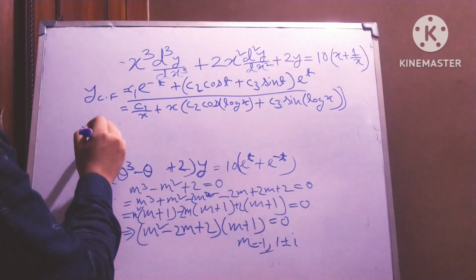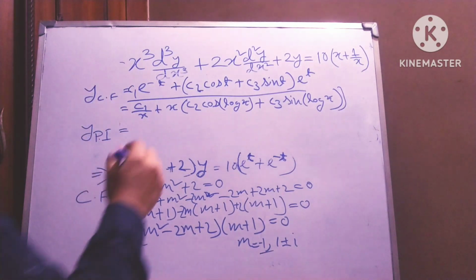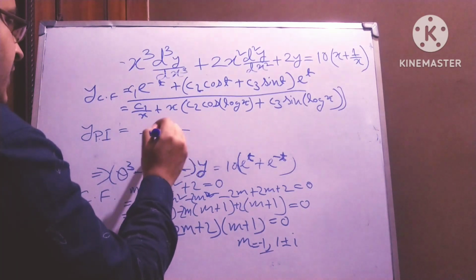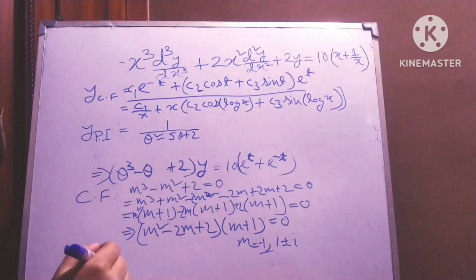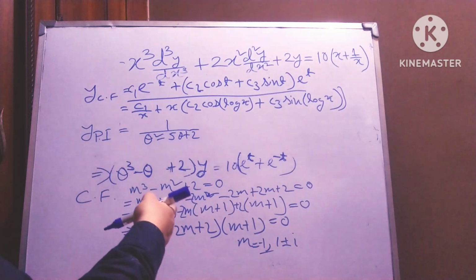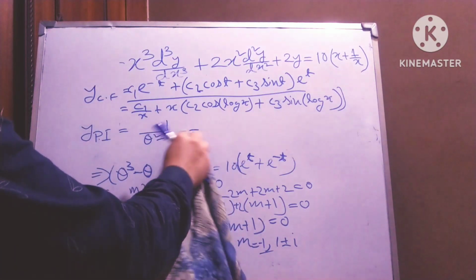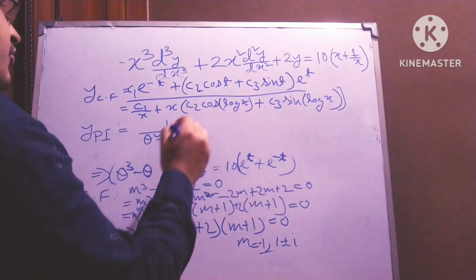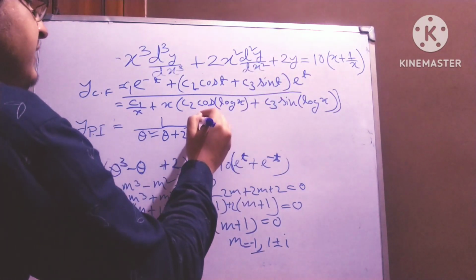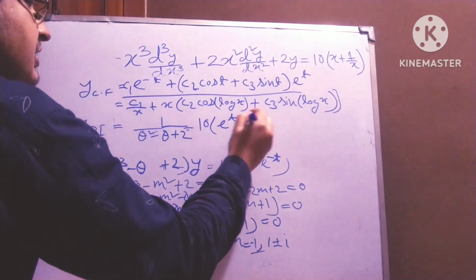And when it is PI, P.I., so whatever you get, it is 1 by theta square minus 5 theta plus 2. Theta square, okay, 1 minute, I have written wrong. Theta square, this portion, theta cube minus theta square plus 2, and there is 10 into e to the power t plus e to the power minus t.